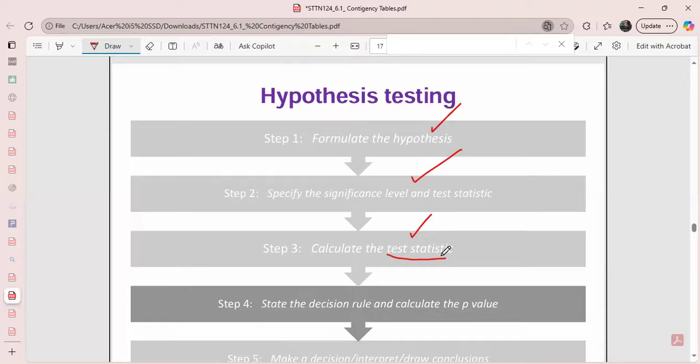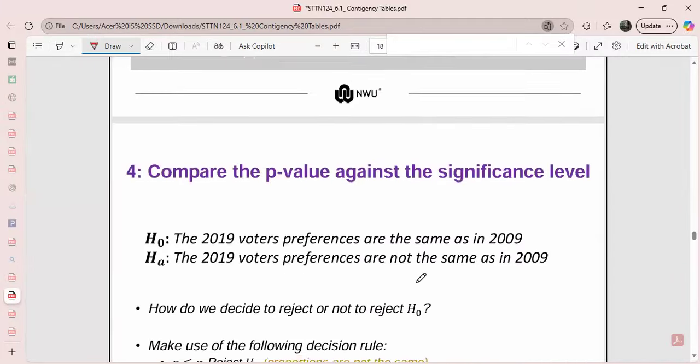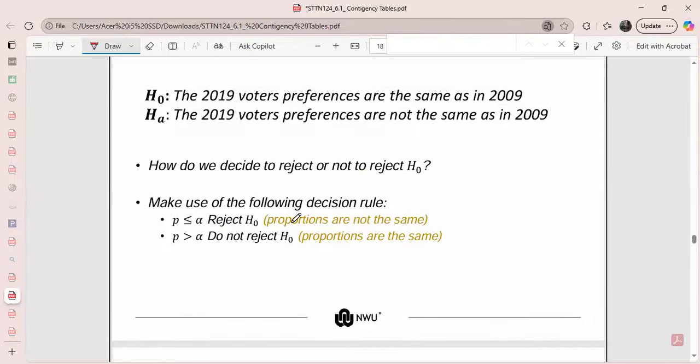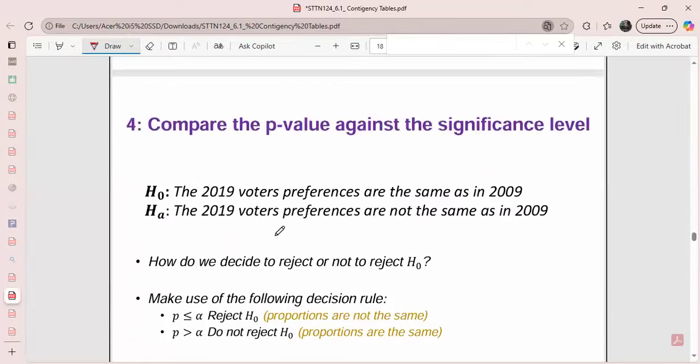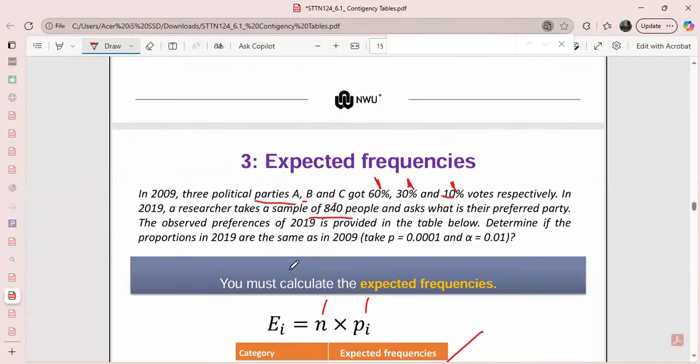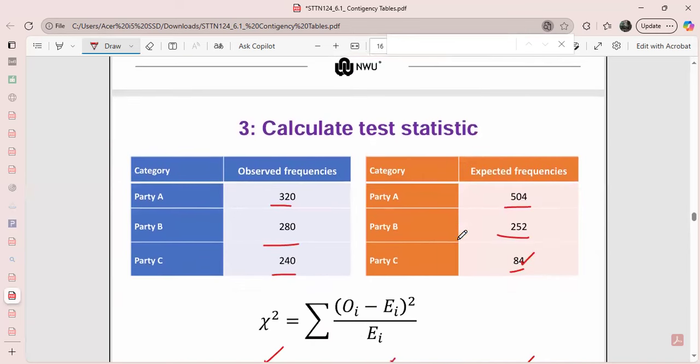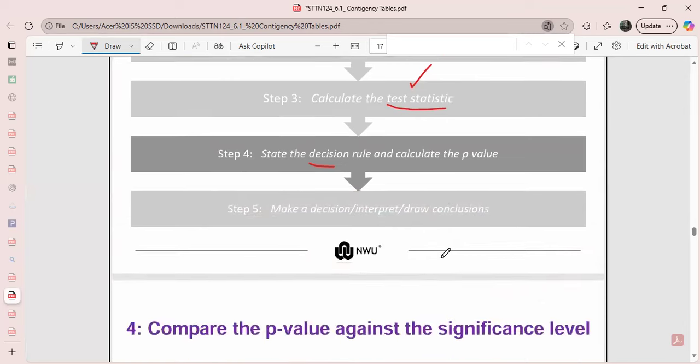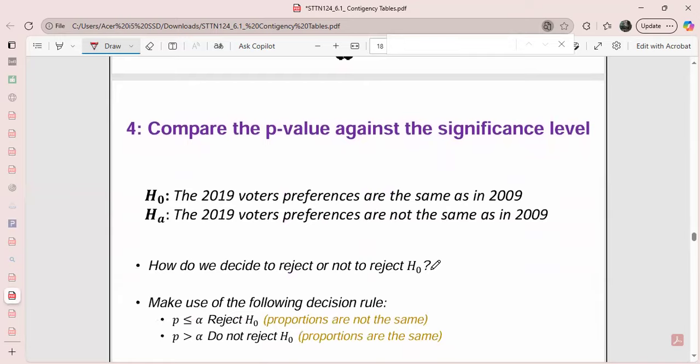So since now you have calculated the test statistic, to get the conclusion, we're going to use the p-value that we were given, 0.0001, and also the alpha of 0.01. So here, this is very important. Once you master this part, you're good to go.